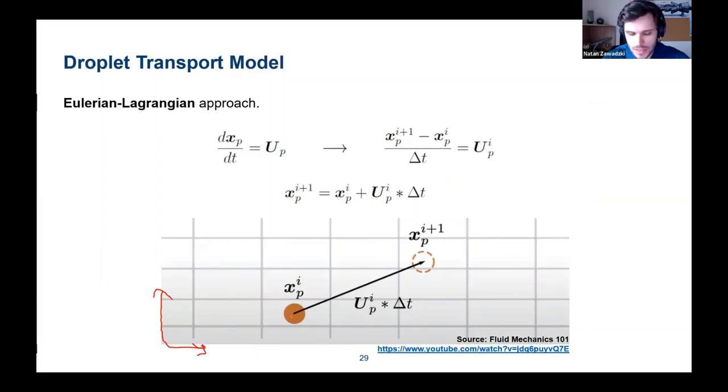Now for the particles, especially if the mass fractions are small, it's much more practical to solve them in their own frame of reference. So basically as if you would sit on the particle and follow it through. So each particle is followed. And this is called the Eulerian-Lagrangian approach.